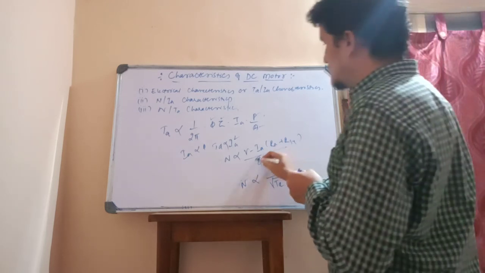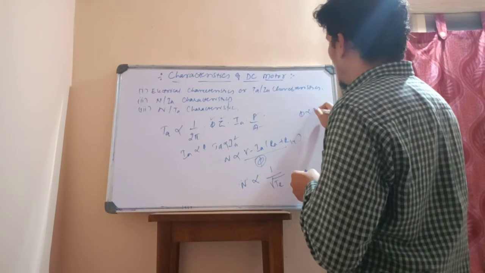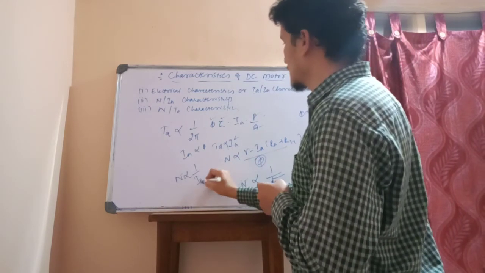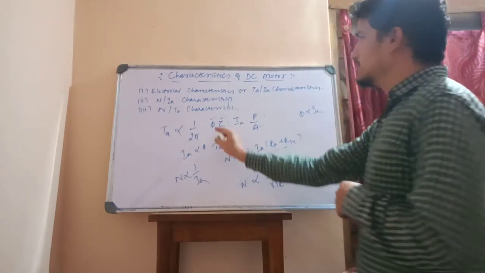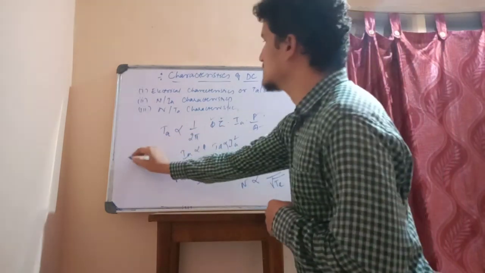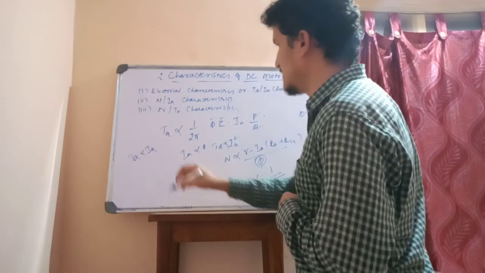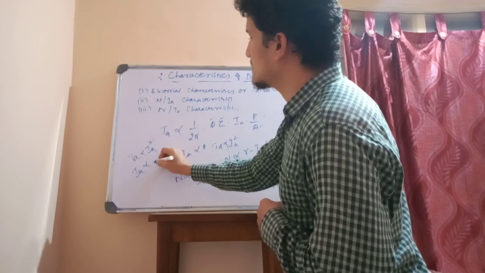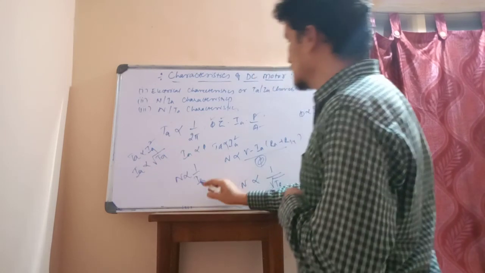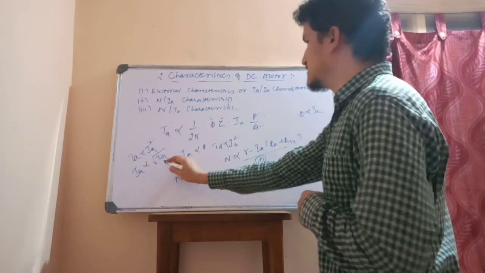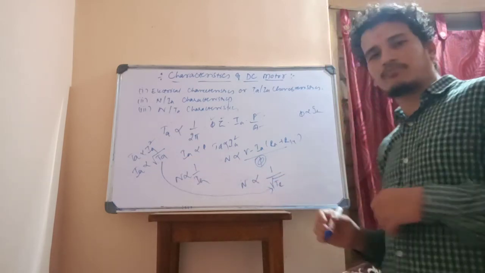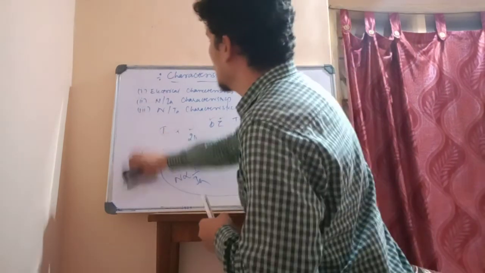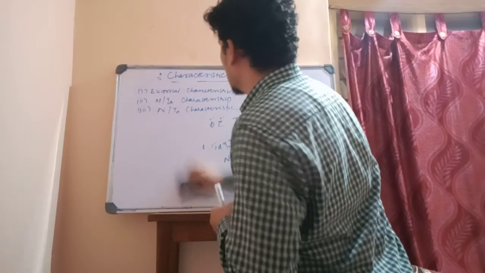How? Because phi is directly proportional to Ia, N is inversely proportional to Ia. From the torque equation, Ta is directly proportional to Ia square, so Ia is directly proportional to the square root of Ta. So N is inversely proportional to the square root of Ta. So again it will have an inverse characteristic.